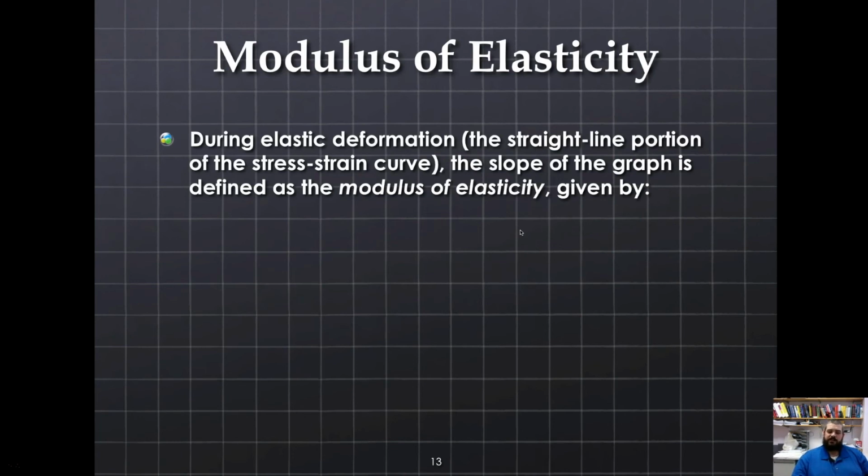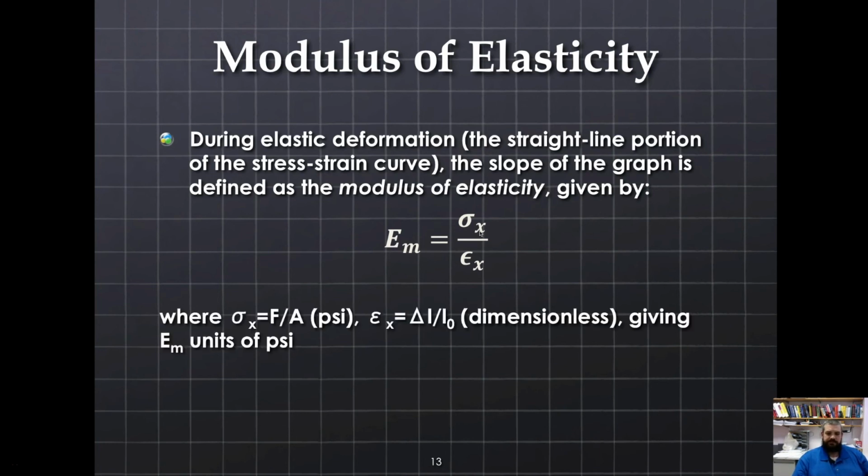During the elastic deformation, that's the straight line section, you could have elastic deformation and it would snap back to its initial size. The slope of that graph is something we define as the modulus of elasticity. It's a useful property of different materials. It's essentially the slope, so the rise over the run, or the stress sigma divided by the strain epsilon, and that parameter is what we call the modulus of elasticity.